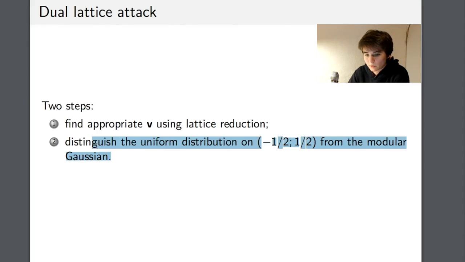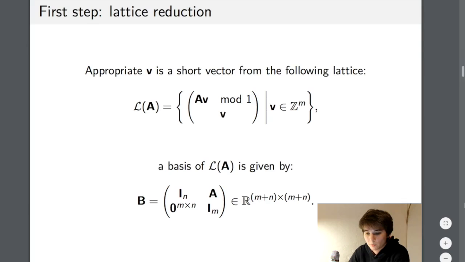The first step, recovering an appropriate vector v, can be performed by lattice reduction. The vector v that we are searching for is a short vector in the following lattice. By finding a short vector in that lattice, we minimize both v and a times v at the same time. A basis of this lattice is given by the matrix B. Here, In and Im are identity matrices, and the lower left part is just filled in with zeros. We can find a short lattice vector by applying a lattice reduction algorithm to the basis B.